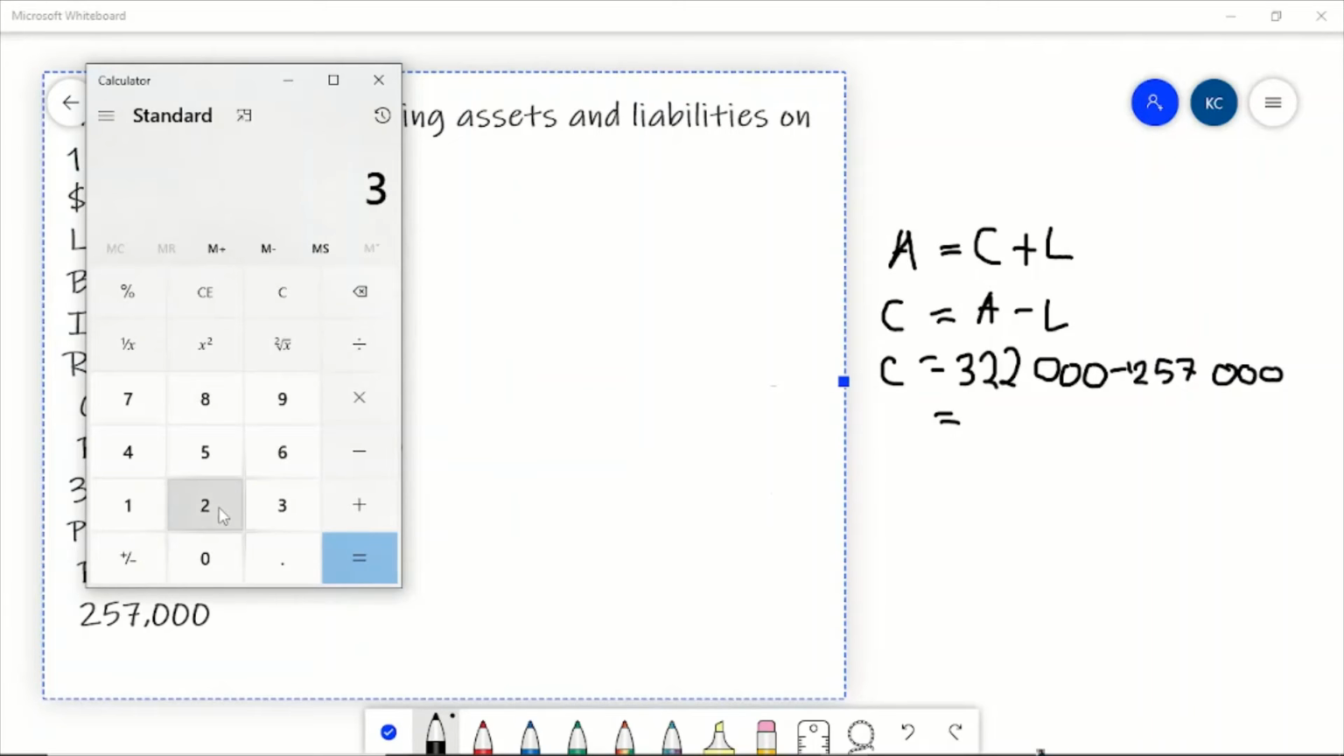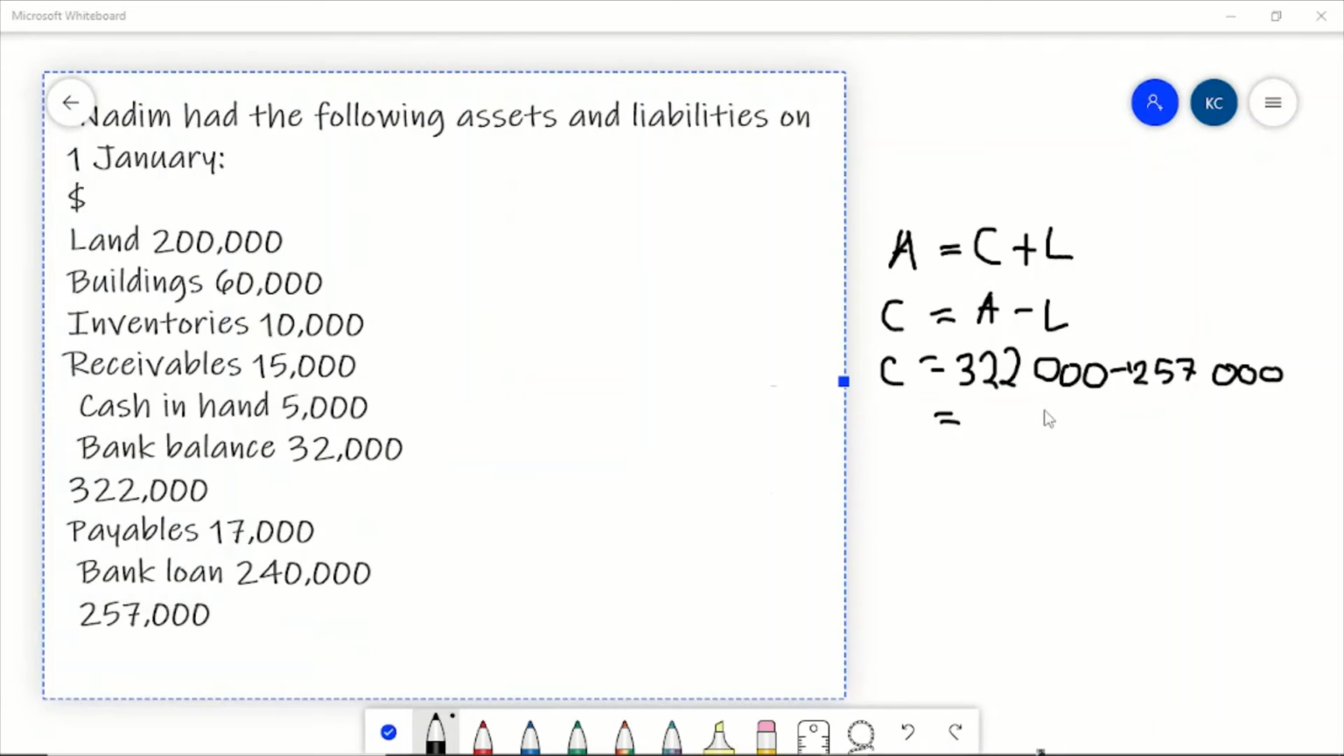So we have 322,000 minus 257,000. That's equal to 65,000. So this is the value for capital. This is the value for Nadim's capital.